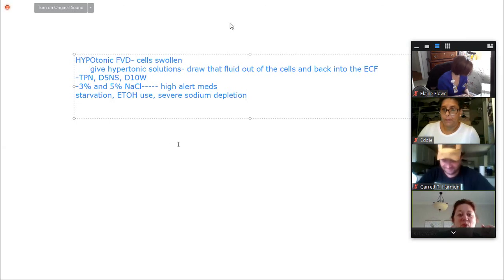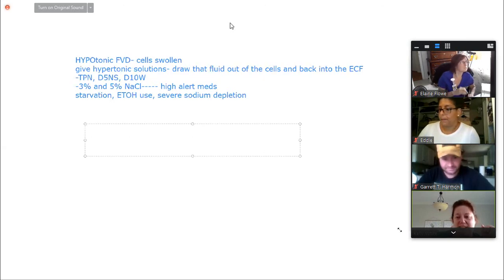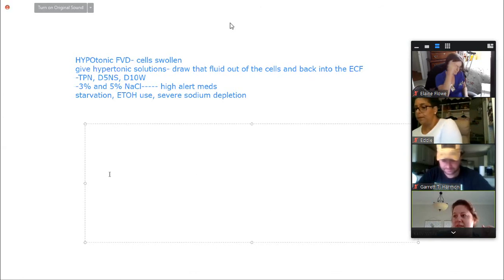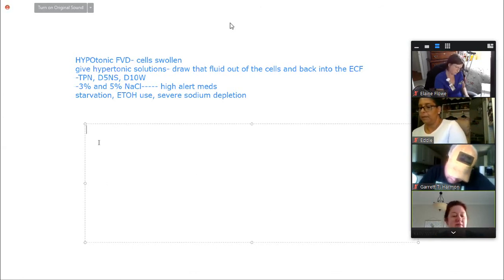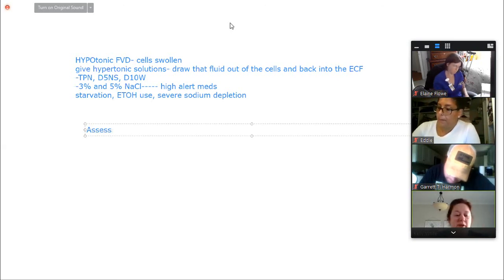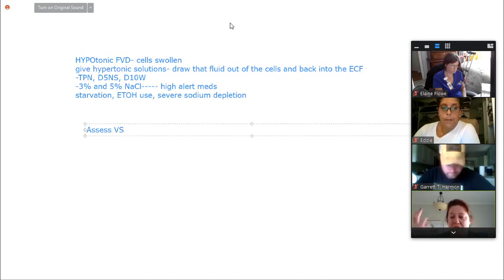So, what are some other interventions that we're going to do for these patients? Well, we did our initial assessment and they were dehydrated, so they had low blood pressure and high heart rate, right? So now we're bolusing them with fluids. Hopefully we're going to have some normal vital signs. We're going to see that blood pressure come up and that heart rate go down.